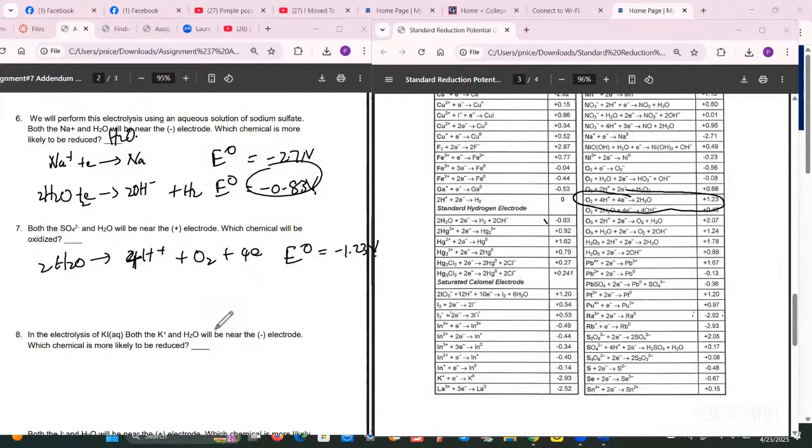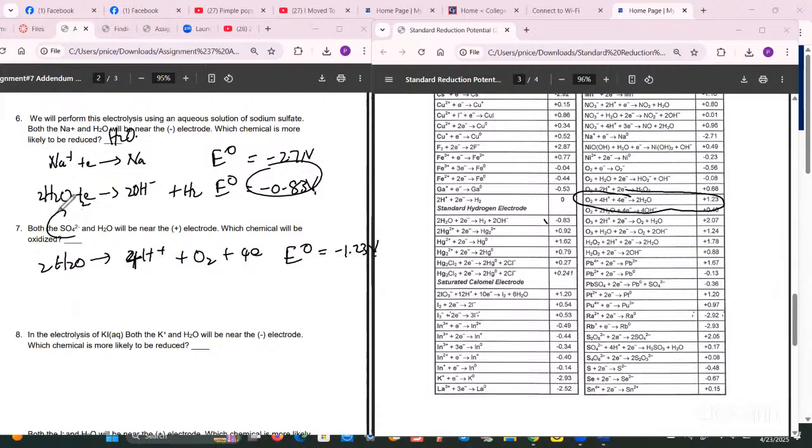So you have to be careful when you're using these values. You have to make sure that the standard EMF value that you're going to use is for the equation as it is written. That equation might be written in the reverse in the table, in which case you have to change the sign in order to get the EMF value of that particular equation.